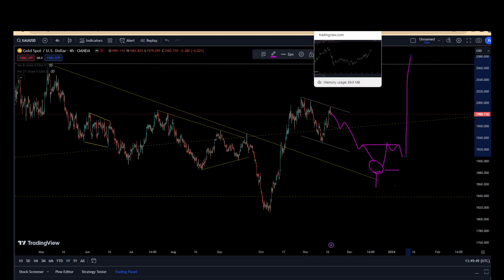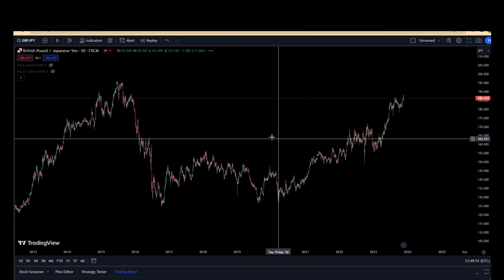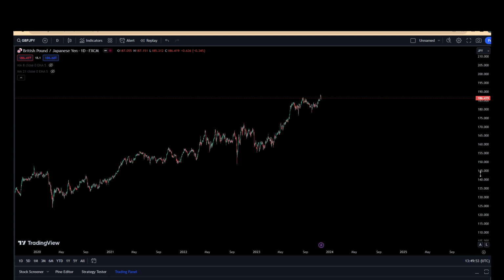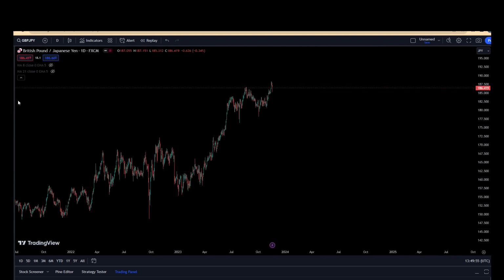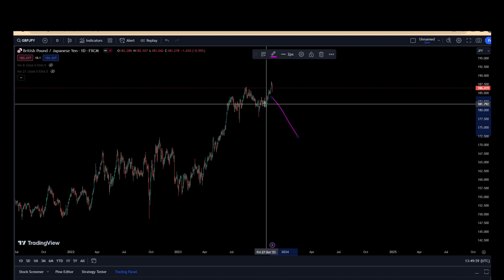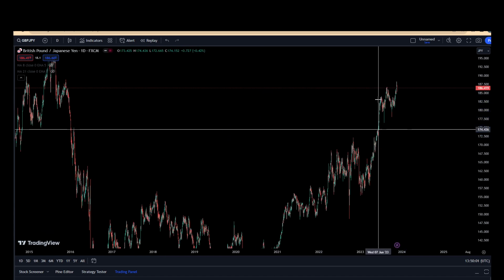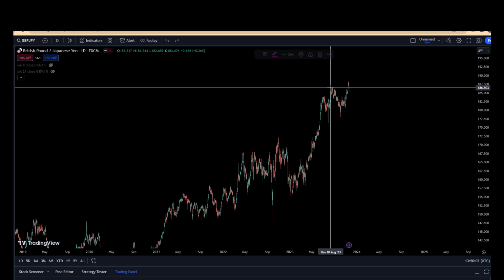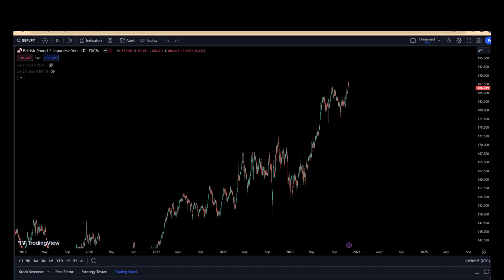So let's go into pound yen. So here we are on pound yen. We did come up towards those highs. I was saying we could start to see this market push more towards the downside. However, with the volume that was kicking off, we started to go way beyond that, so that kind of invalidated our setup.